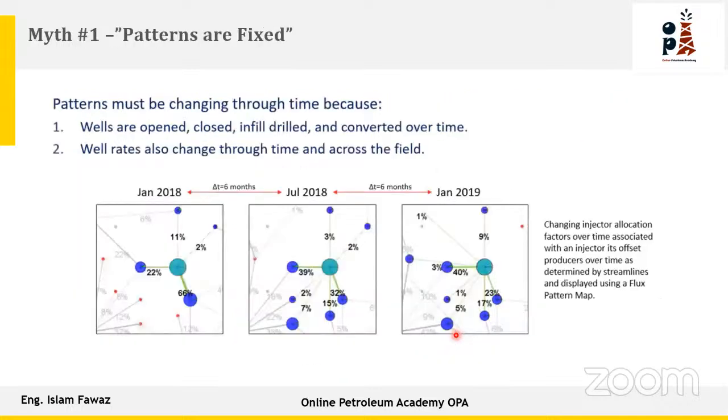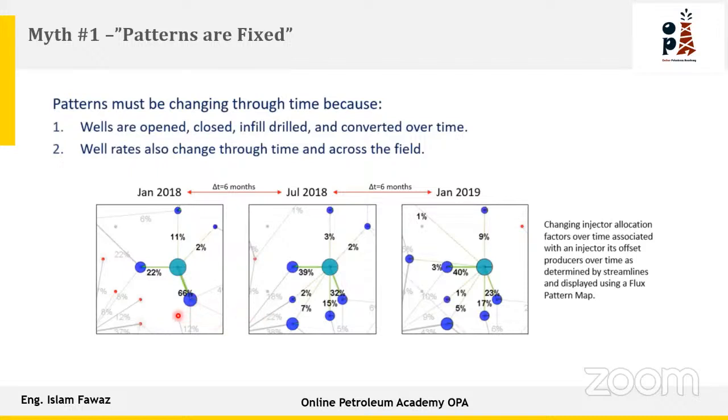So myth number one, as I said: are patterns fixed or not fixed? The pattern is not fixed, because the pattern changes with time due to a change in the well rate or due to change in the dynamics in your reservoir: shutting in a producer, opening another producer, or down-spacing the field by drilling infill wells. This will change the pattern. As you see here for January 2018, this is the injector. This injector is communicated to this producer with 66%.